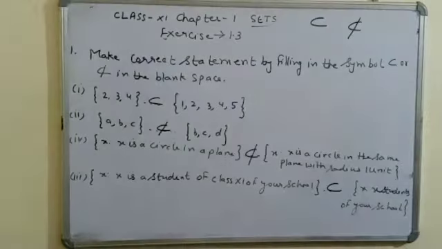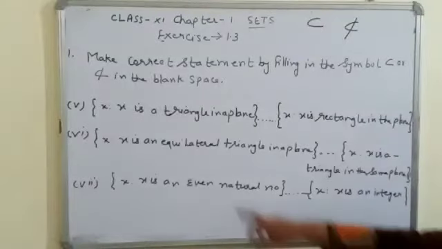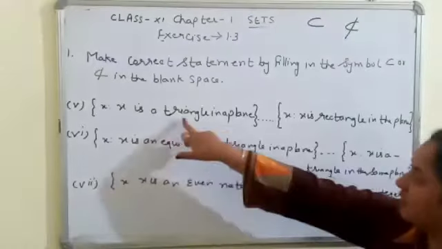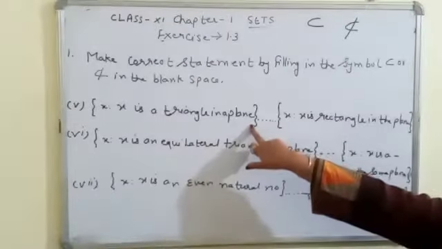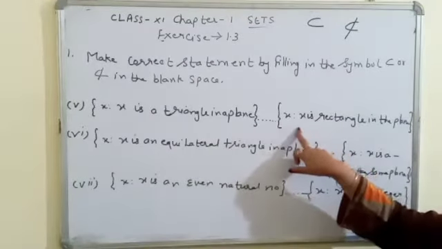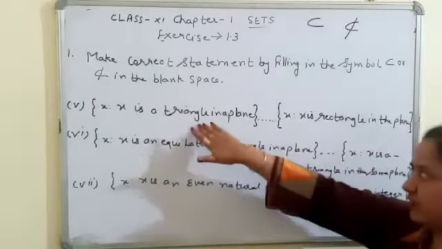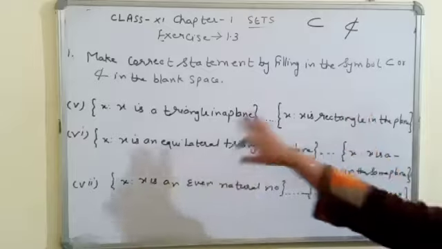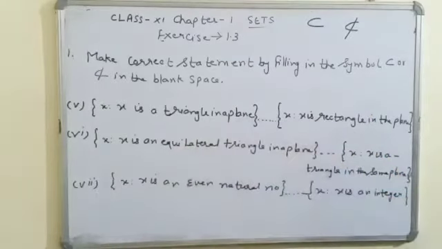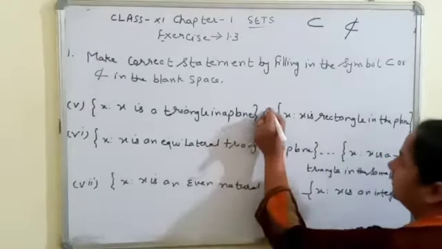Now the fifth part of question 1: {X: X is a triangle in a plane}. Is this a subset of the second one, {X: X is a rectangle in the plane}? Clearly, the first one is not a subset of the second, because a triangle can't be a subset of a quadrilateral. This is not a subset.